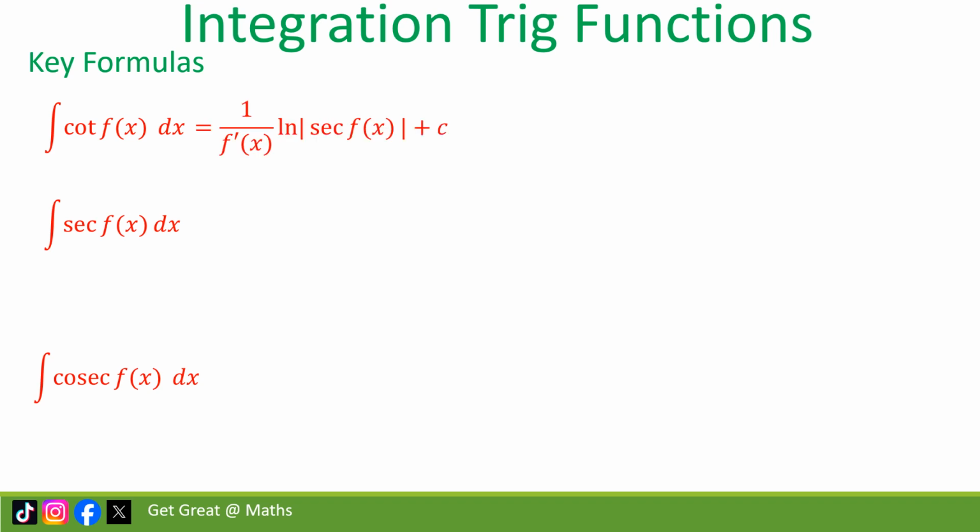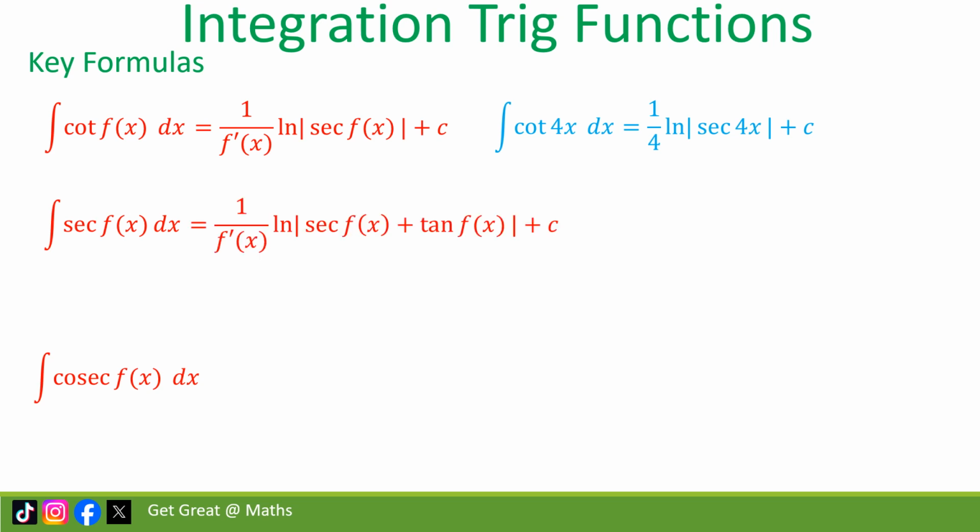So the rule, 1 over f dashed of x ln of sec of f of x plus c, is the integral of cot of f of x dx. An example of this, cot of 4x dx is the same as 1 over 4 ln sec of 4x plus c, because the differential of 4x is 4, so we're going to divide by that 4.